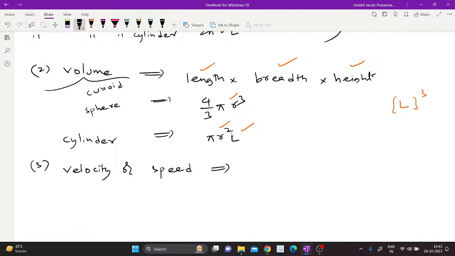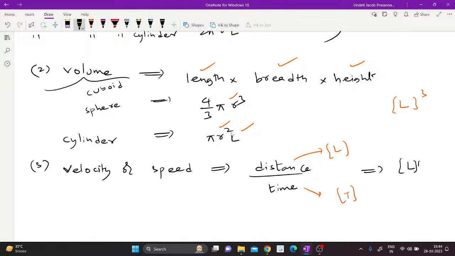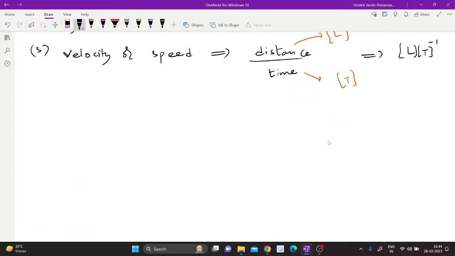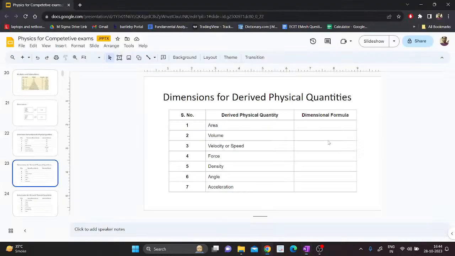Velocity or speed is nothing but distance per time. We'll discuss the difference between velocity and speed later. For now, at this level, let's understand it is simply distance per time. Distance has dimensional formula L, time has dimensional formula T. So this gives L t power minus 1. Velocity or speed is L t power of minus 1.